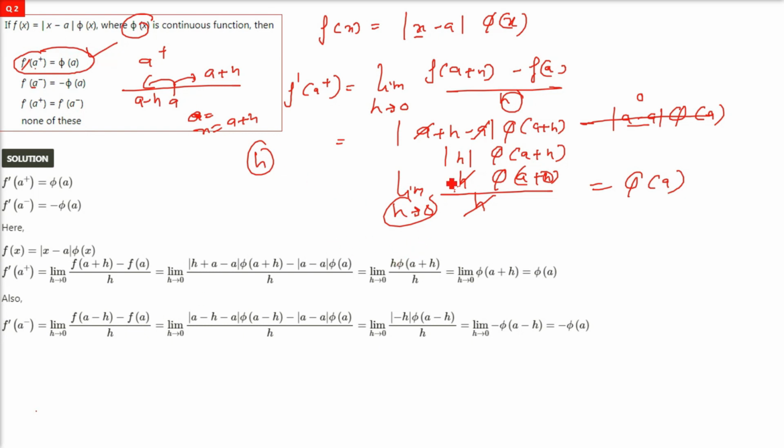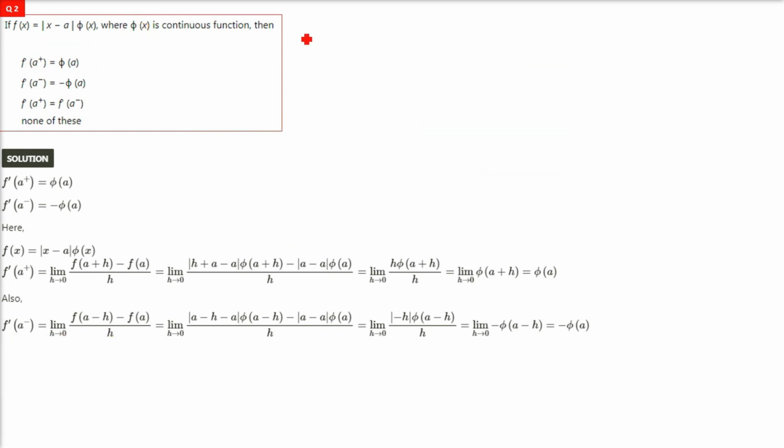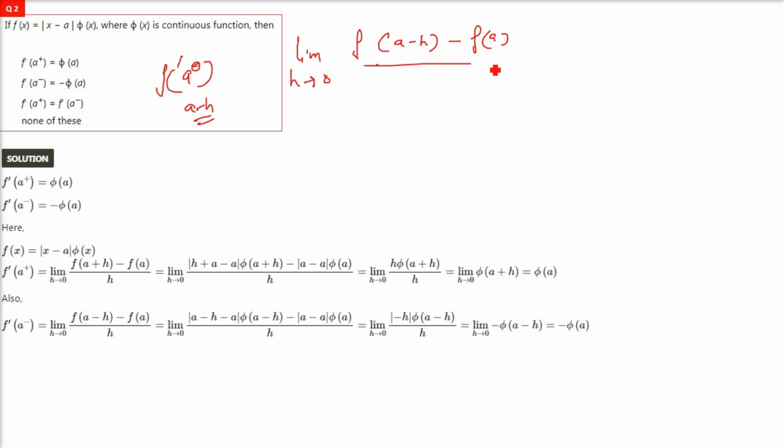We have to check the others also. For example, the f dash a minus we are going to find out. For a minus, wherever x is there, just put a minus h. So limit h tends to 0, f(a minus h) minus f(a) divided by h. So a minus is simply a minus h. H is a very small positive value which is subtracted from a, and divided by h. This is the first principle.